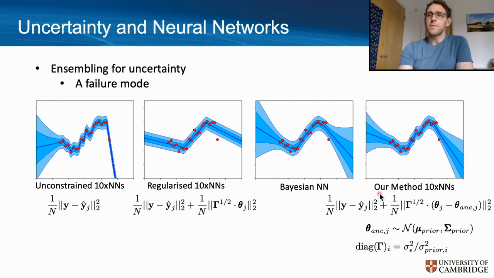And the modification is pretty simple. All we're doing is changing the loss function. Rather than using regular L2 regularization, we're going to add some randomization. We're going to introduce the thing that it's regularizing around. We're going to call this theta anchor J. So each ensemble member is going to have a different draw of this theta anchor J. And it turns out that just by drawing this from the prior, you can end up with pretty reasonable results. The regularization coefficient is just determined as a function of the data noise that you're assuming and your prior variance.